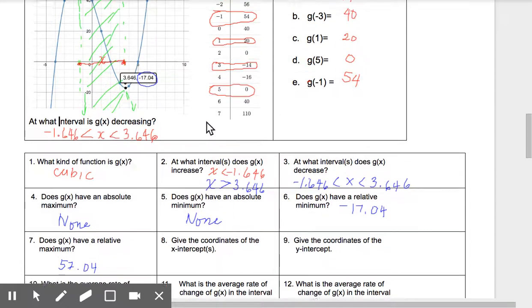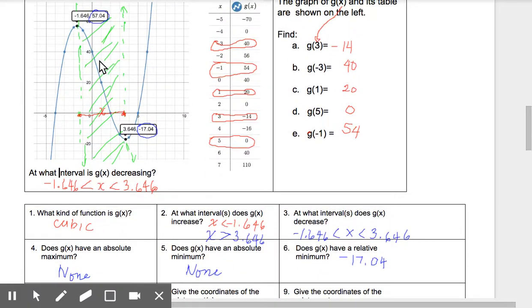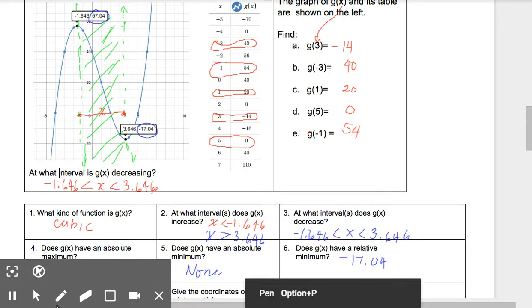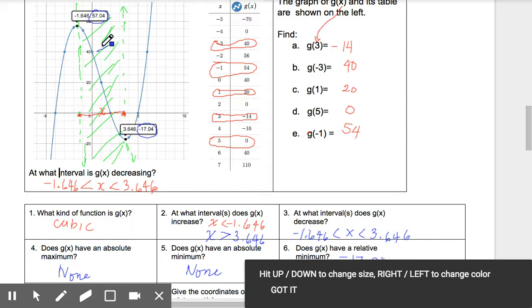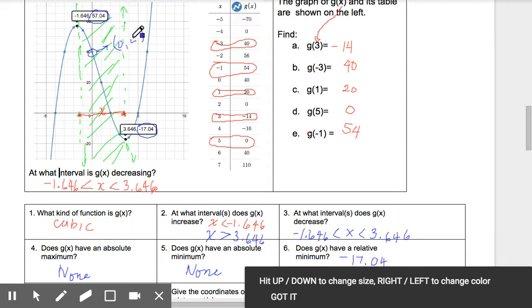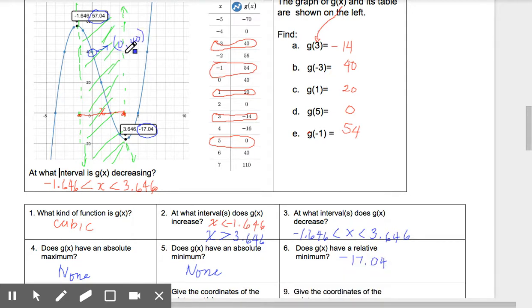While the y-intercept is, so where does it cross the y-axis? And it crosses the y-axis right here. This point here, that's the y-intercept, which is (0, 40). Okay.